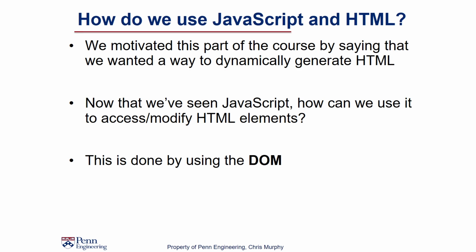We started this part of the course talking about using JavaScript to dynamically generate HTML content. We've been looking at JavaScript as a programming language and its features, but now we're finally ready to start looking at how we can use it within HTML pages. To understand how we can use JavaScript to access the HTML and to dynamically generate HTML, we have to start understanding what's known as the DOM.